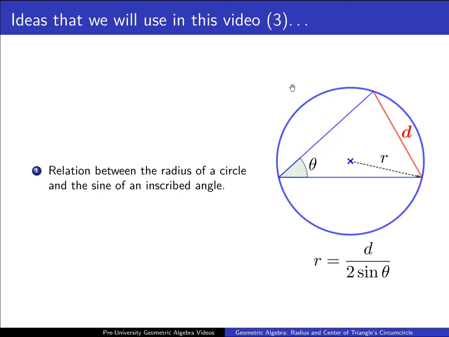We will also use an idea from a video that I will link in the upper right hand corner here that we did some time back. This is the relationship between the radius of a circle and the sine of an inscribed angle that subtends a given chord. So the radius of this circle here, which is going to be our circumcircle, is equal to the length of a chord divided by twice the sine of the angle that subtends it.